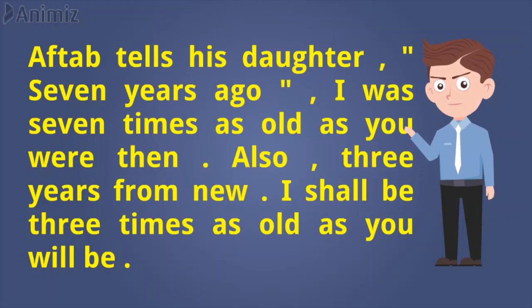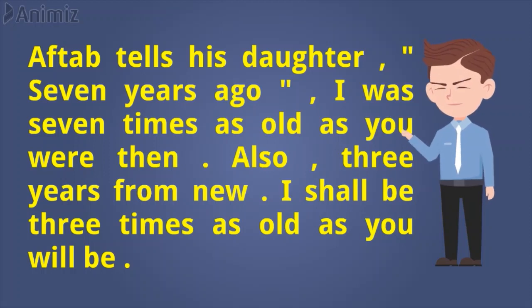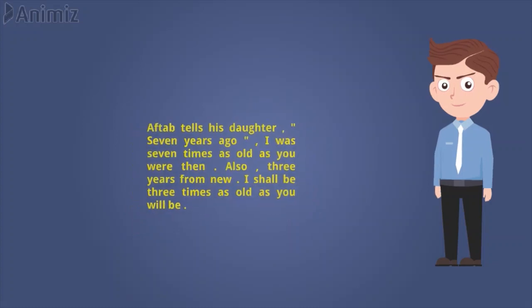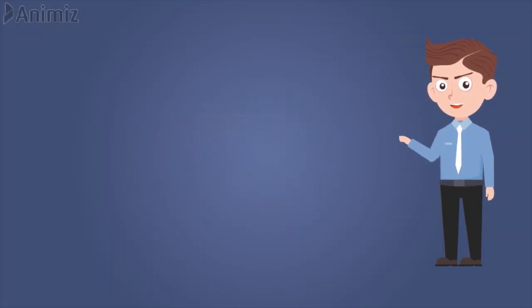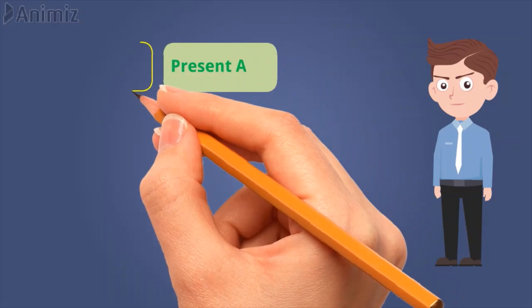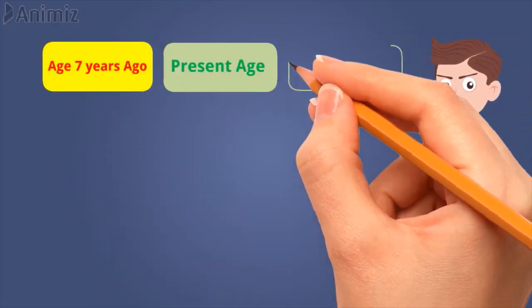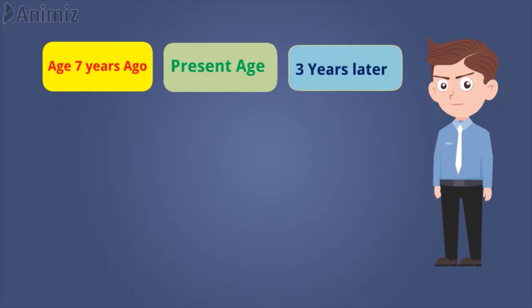Now you can see this is a question mainly related to age. One of the simplest ways of solving these types of questions is to tabulate the three scenarios in one single table. In the middle is the present age, on the left-hand side is the earlier age, and on the right-hand side is what it will be after a few years.